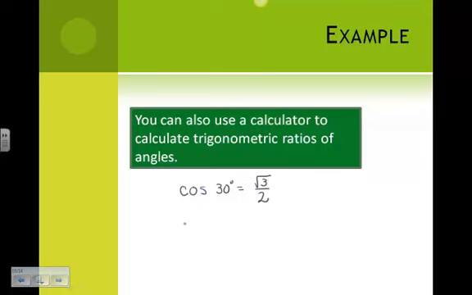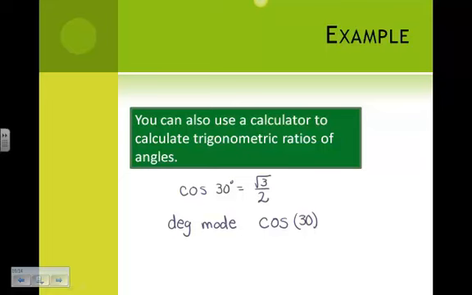On your calculator, you would make sure it's in what we call degree mode, because we're doing 30 degrees. Yours will probably already be in degree mode. Then you would find the cosine button. You should see sine, cosine, and tangent, and you would type in cosine 30. You don't have to put the degree mark. Just type in cosine 30.